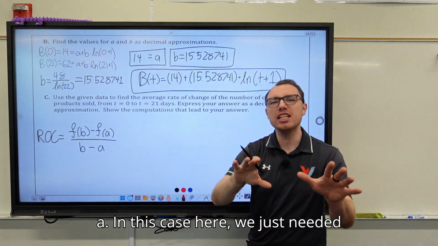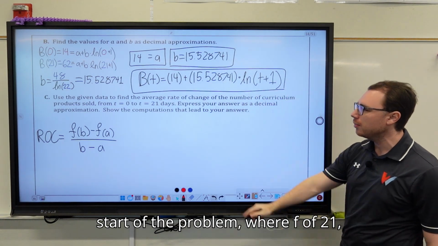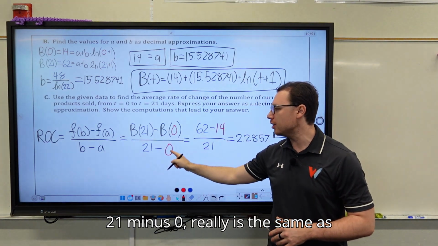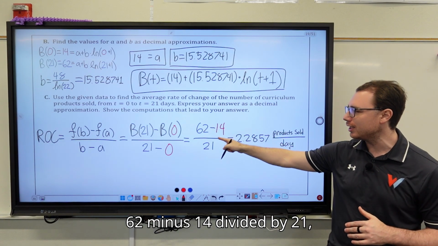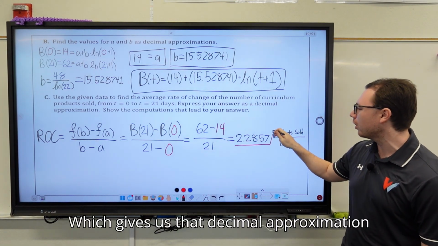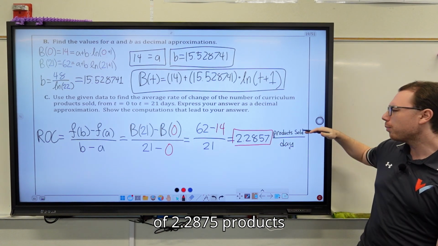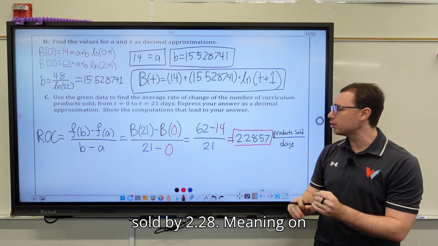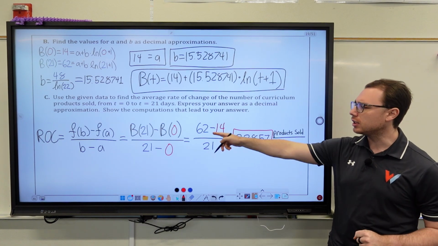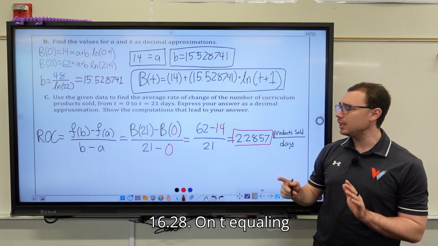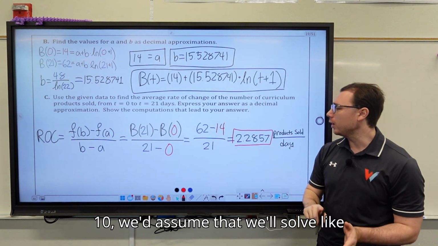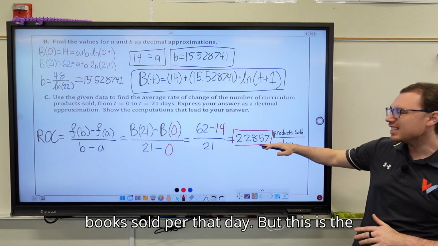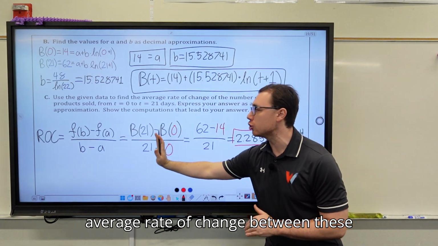In this case here, we just needed those 2 given points that were at the start of the problem, where f of 21, or b of 21 minus b of 0 divided by 21 minus 0 really is the same as 62 minus 14 divided by 21, which gives us that decimal approximation of 2.2857 products sold per day. So every day it increases the number of products sold by 2.28. Meaning on t day 1, we'd expect to sell like 16.28. On t equaling 10, we'd assume that we'll sell like 30.6 or 30.7 books sold per that day. But this is the average rate of change between these 2 points.